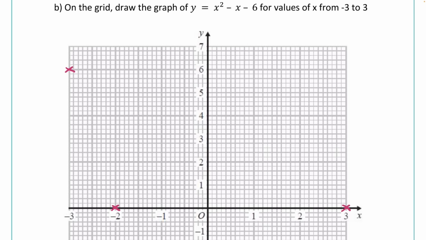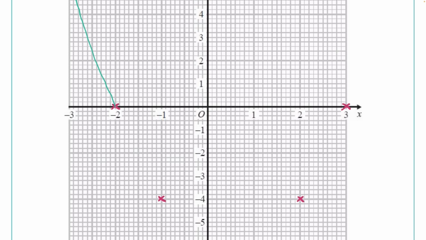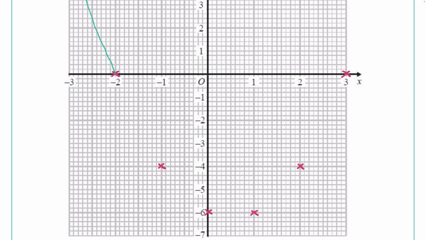So we need to connect this together. We need to use nice smooth lines when we connect it. There we go. So we're going to do a nice smooth curve up to that point. And we're going to come down and continue a nice smooth curve. And it should make a nice U shape.